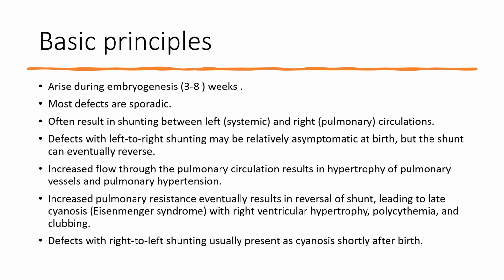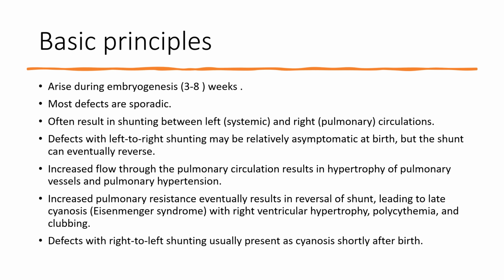Okay, so imagine it like this. If there is a defect in the ventricular septum, which divides the right and left ventricle, blood will go from the high pressure system, that is the left ventricle, to the low pressure system, which is the right ventricle. So it will cause cyanosis of the peripheral organs. Now, defects with left to right shunting may be relatively asymptomatic at birth, but the shunt can eventually reverse.